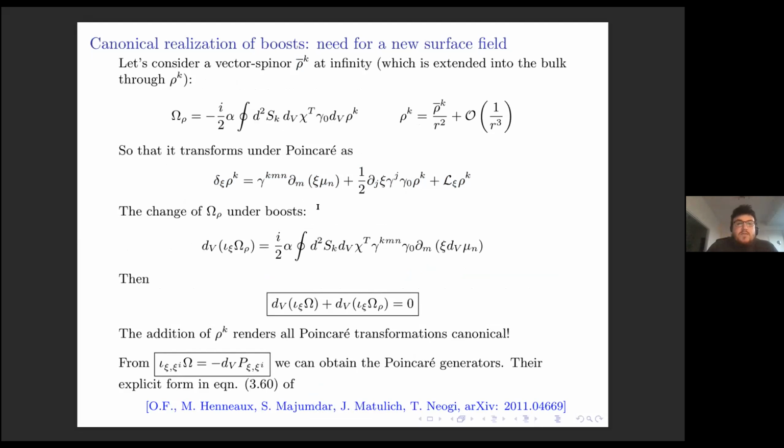So the change of omega under boost of the symplectic form associated to rho is going to be of this form. And we can see that this identically cancels the term coming from the whole symplectic form. So the addition of the new field renders all Poincaré transformations canonical. So we can obtain the precise form of the Poincaré generators using this expression here. You can find the explicit form in equations 3.60 in our paper, but I'm not going to put the whole expression because it's too long.